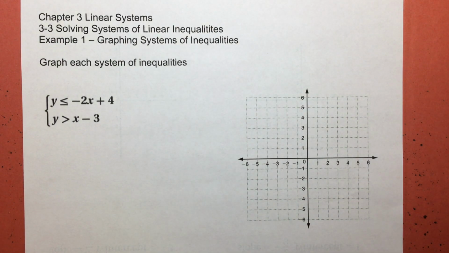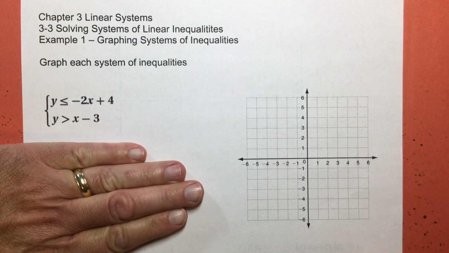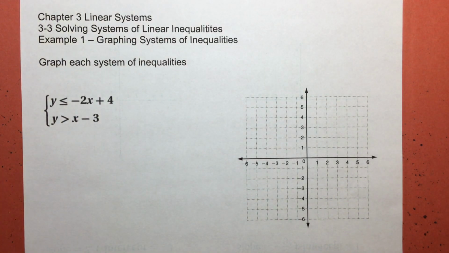Hello, welcome to Chapter 3, Section 3, Solving Systems of Linear Inequalities. All the stuff that we're going to do in this section, you've already done before. It was in Chapter 2, Section 5, I believe, where we were learning about graphing one linear inequality. Now we're going to do two of them together, and in a couple of examples later, we're going to do more than two and see what happens with that.